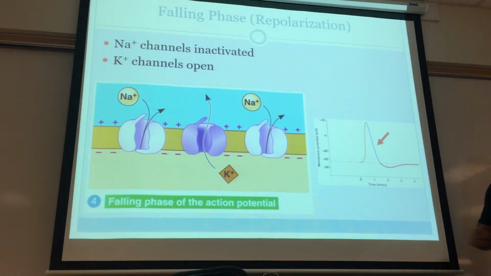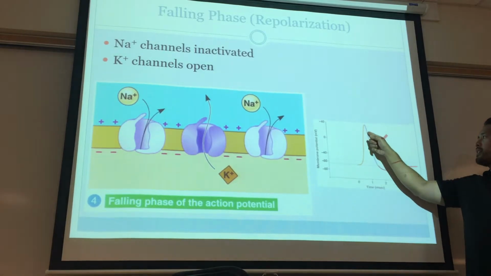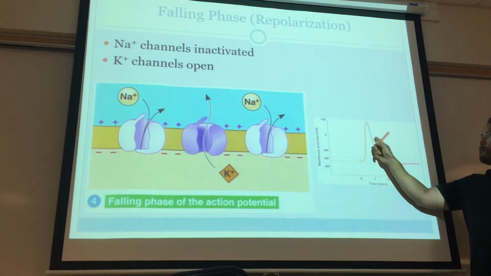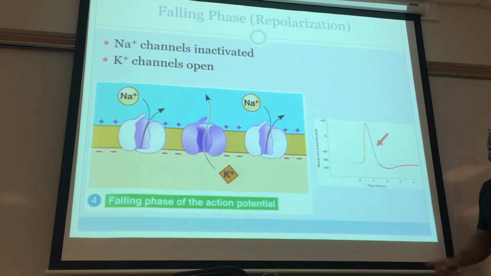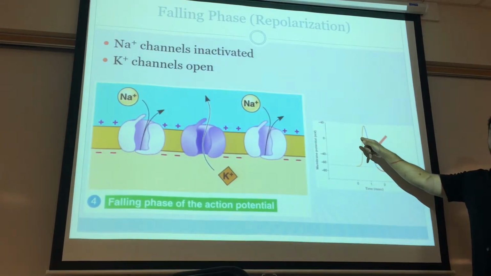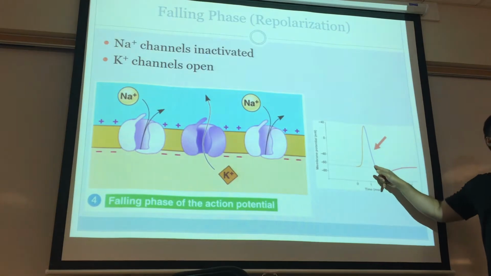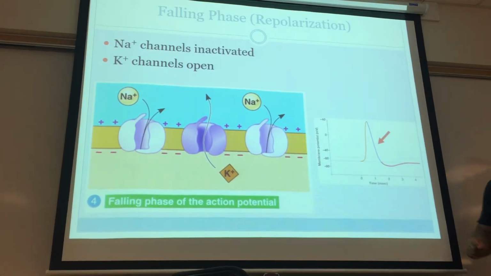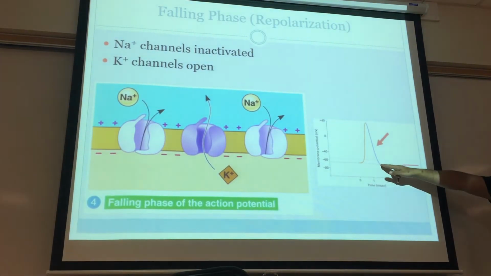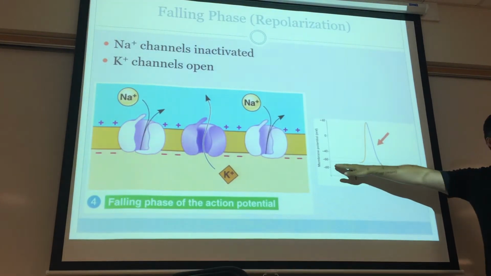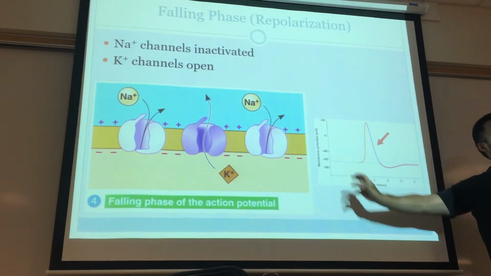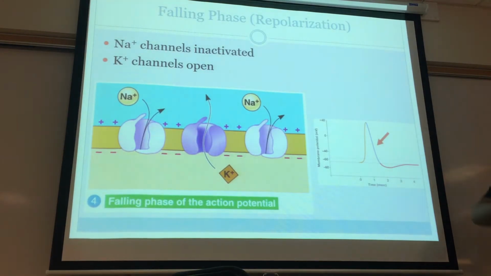So don't get confused when you see the rising phase and then the falling phase. We're not reversing what we did in the rising phase. All we had initially was sodium moving in. The falling phase was potassium moving out. So if we're back at negative 70, we're not back at the resting membrane potential. Sure, we're back at negative 70, but the ion concentrations are different because we had potassium going out and sodium coming in.